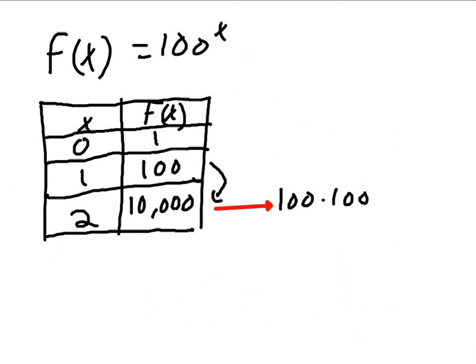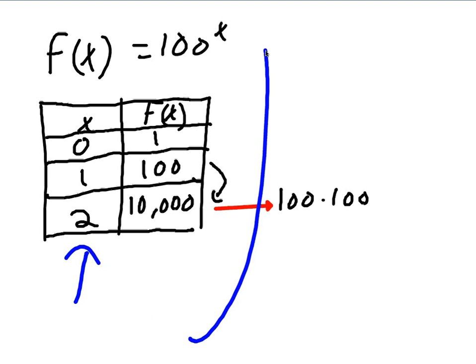Let's see. Oh, this is an example. If you had 100 to the x, look how big your y value would be at 2. It'd be 10,000. So that one would shoot up real quick, and that's because it has a really big base.